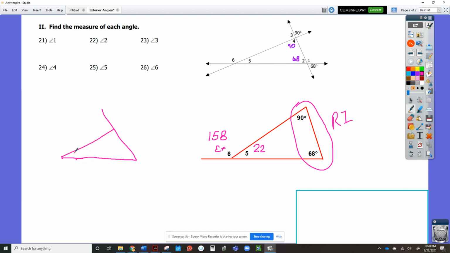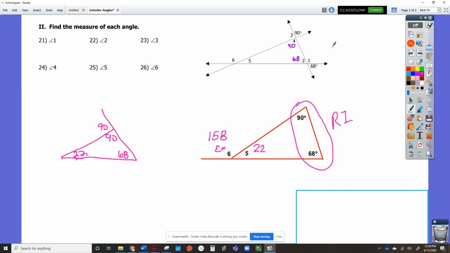Okay, so I have this angle right here is 22. This angle right here is 68. Those two added together will equal this angle right here. And of course, we know this one. So if this one's 90, this one right here has to be 90 because they have to make 180. And I believe that 22 plus 68 will give you 90. So which other angle do I need?